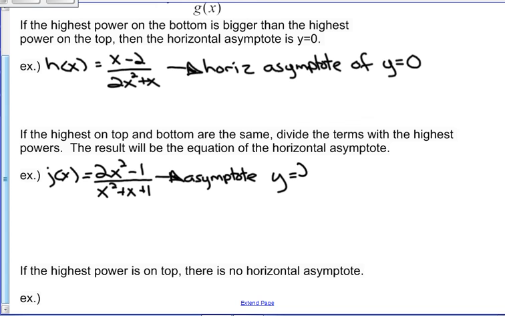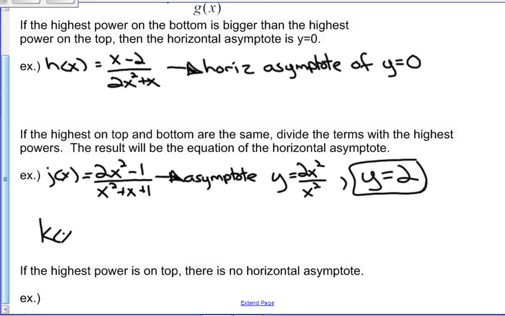You take the highest power of the top, 2x squared, and divide it by the highest power on the bottom, which is just an x squared. And what does that give us? 2x squared over x squared gives us y equals 2. So we just divide out the highest powers on top and bottom, as long as they're the same on both.